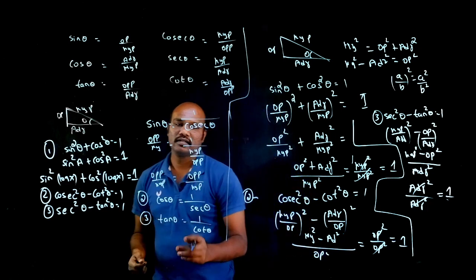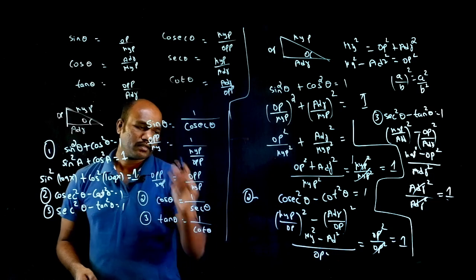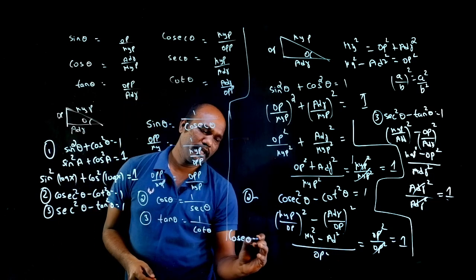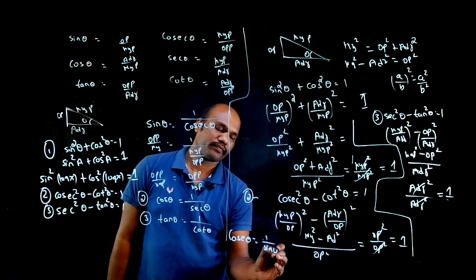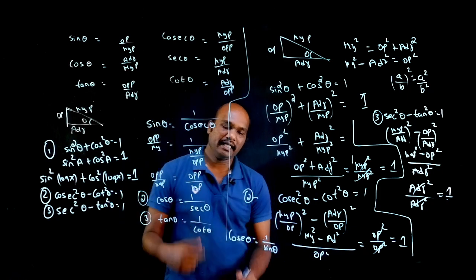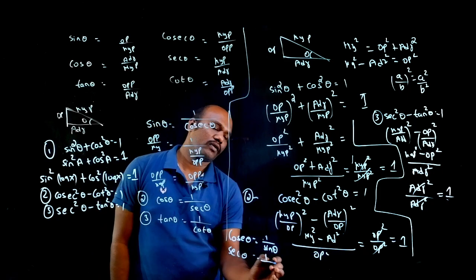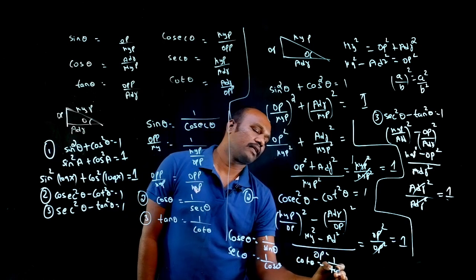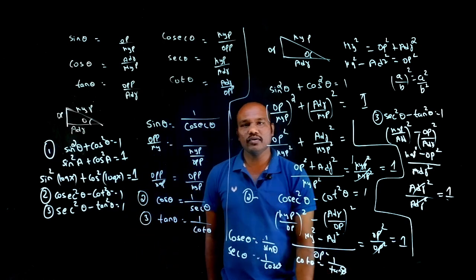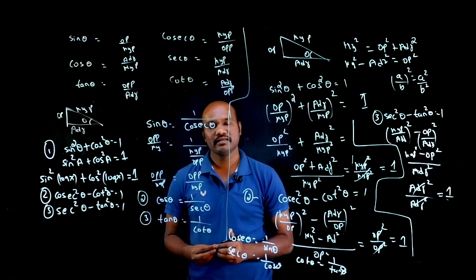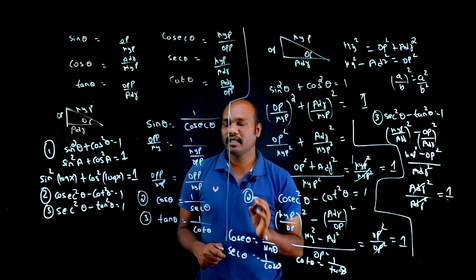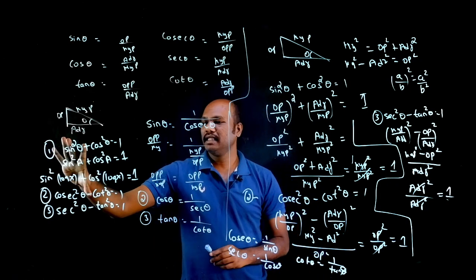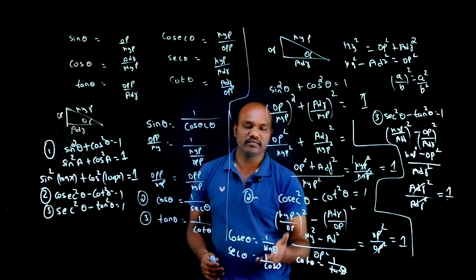We can just exchange the symbols, right? Cosecant theta will be equal to what now? 1 by sin theta. Secant theta will be equal to what now? 1 by cos theta. Cot theta will be equal to what now? 1 by tan theta. Yes or no? Got it? These are the most important formulas. These 3 and the inverses, you should remember.